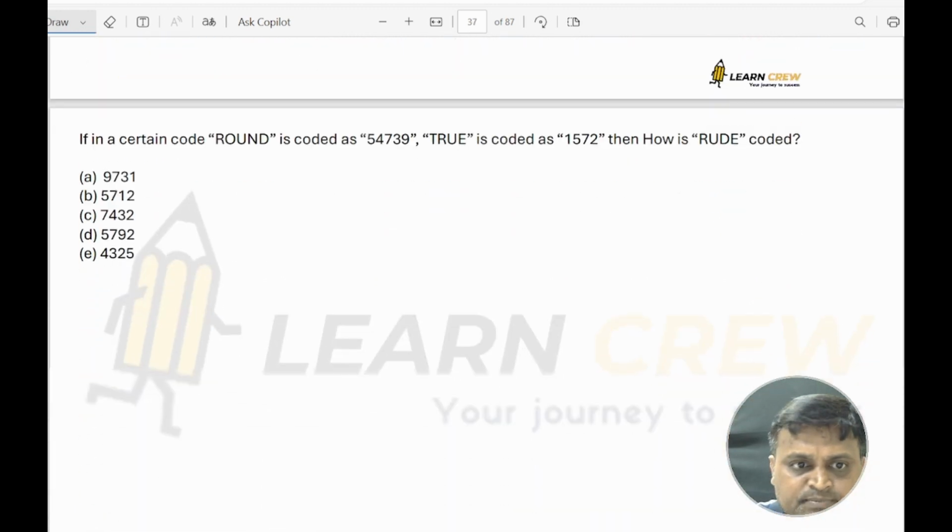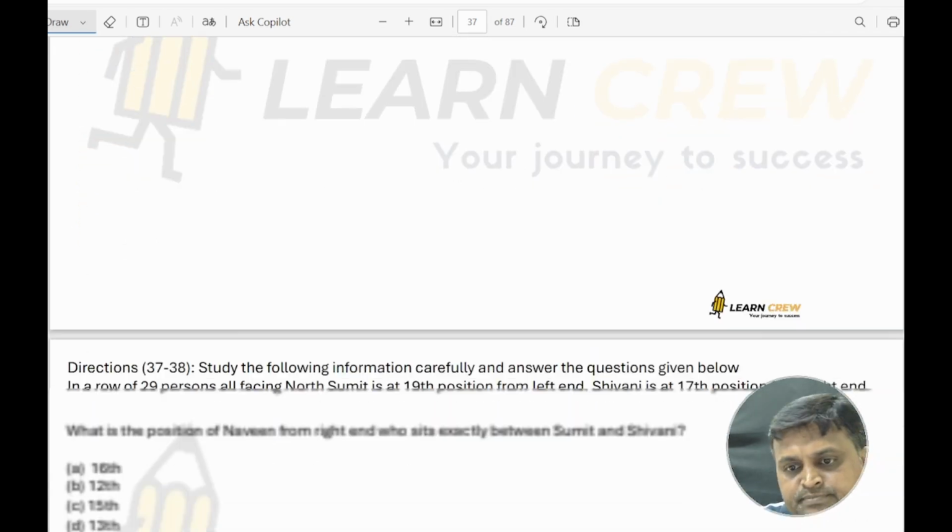Now the next one. It's a question based on coding. ROUND. So it is substitutional coding. R is 5. Now what is the code for RUDE? R is 5. Starting with 5 we have 2 options, 5, 7. After 9 will come 1. So D means 9. So 5, 7, 9, 2. 5, 7, 9, 2 is correct.